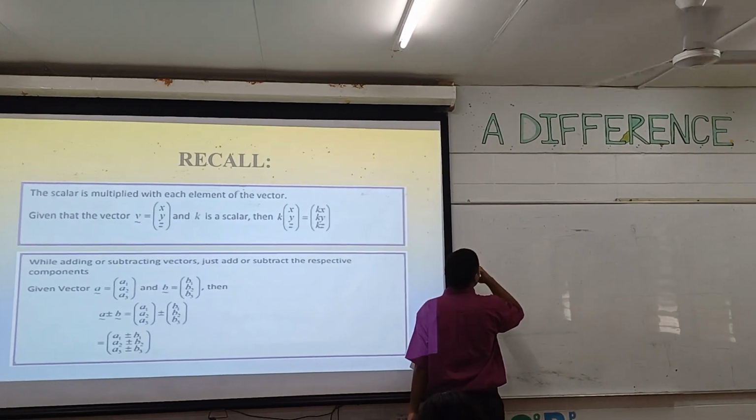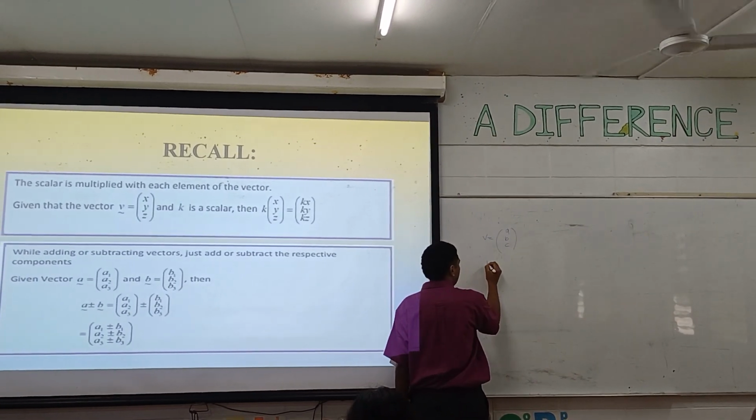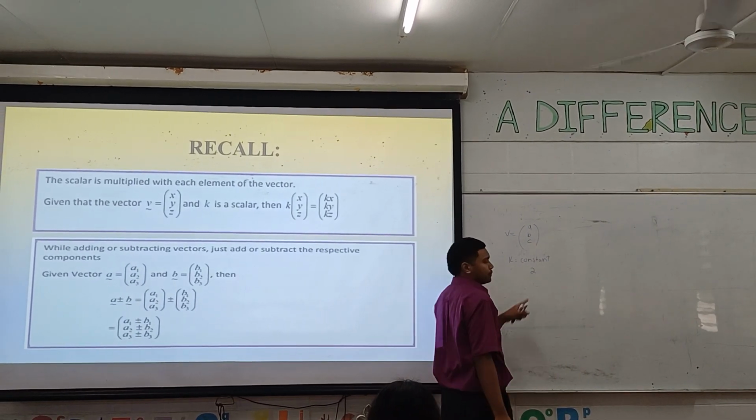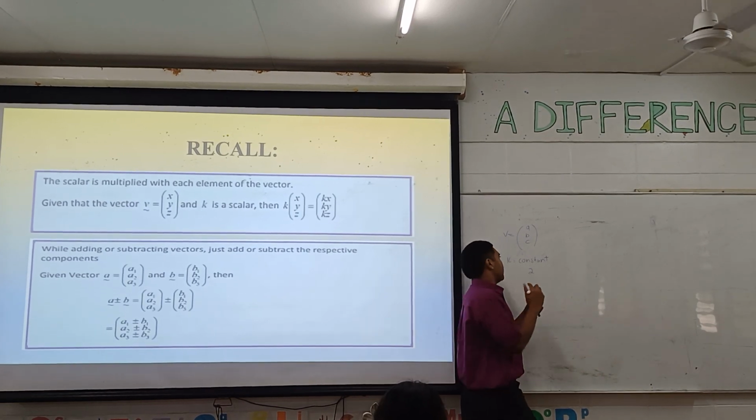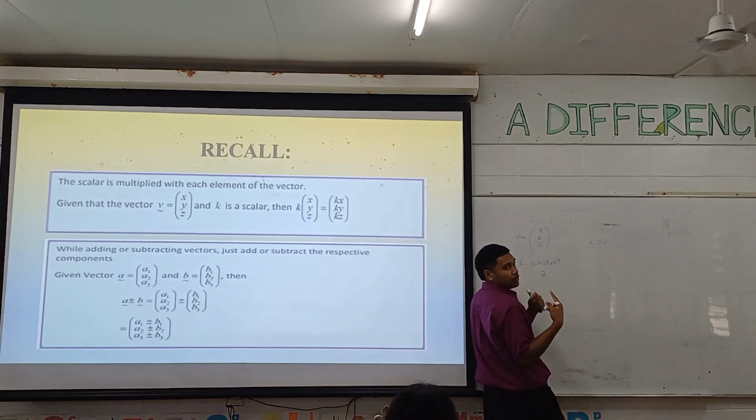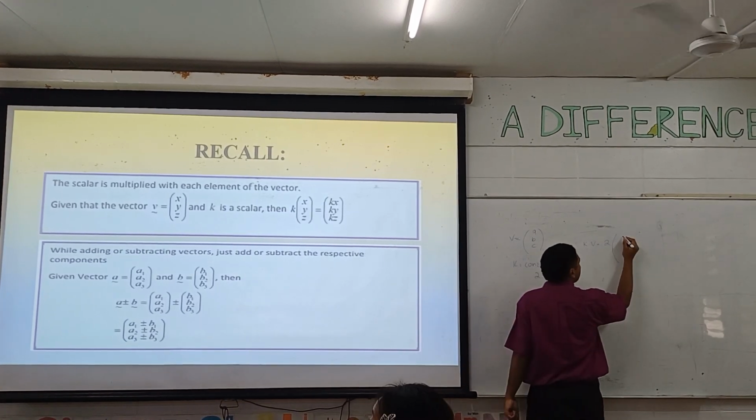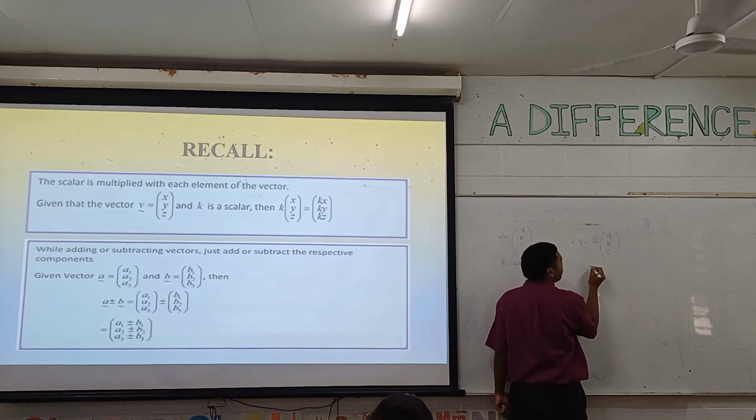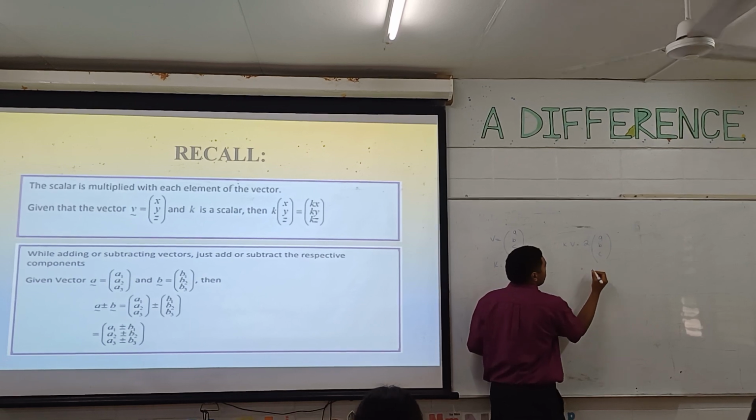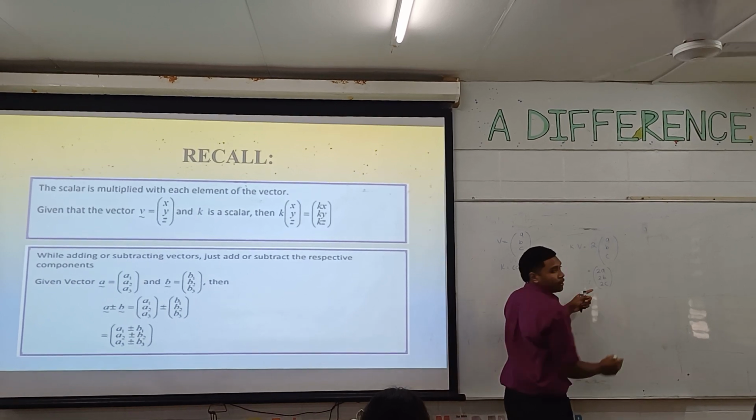We know that, let's say V is equal to A, B, C, and K is a constant which can be any number, for instance 2. We're going to use 2 as the example. When you multiply vectors, you say K times V, which here is 2 times A, B, C. You just directly multiply 2 into A, 2 into B, 2 into C. So your answer will be 2A, 2B, and 2C. That's when you are multiplying vectors.